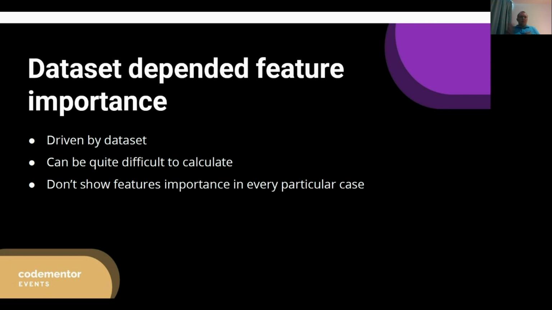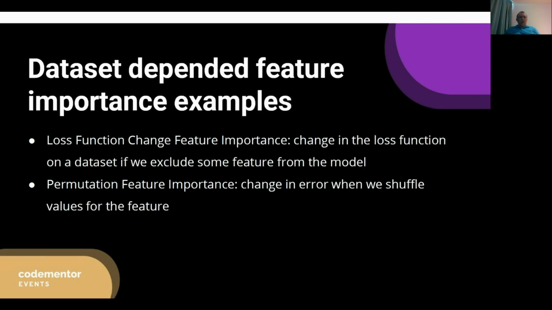So the next group is dataset-dependent feature importance. They are driven by datasets and it can be difficult to calculate them. We don't calculate them automatically when we build the model. And of course, it doesn't show feature importance in every particular case. Two main, most important examples. The first is loss function change feature importance.